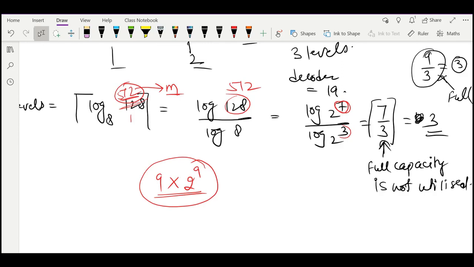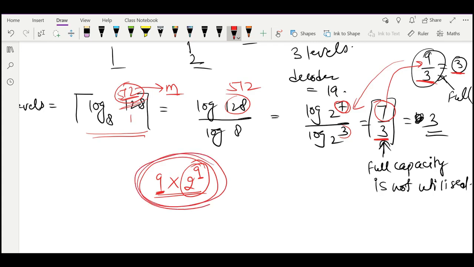So if they ask, what if we use the given decoder with its full capacity, then what is the size of decoder we can implement? You can put the values in this formula, and if you are getting a decimal value, then try to make it an integer by increasing the numerator. If we increase this numerator to 9, then we get 3 as an integer, not as a decimal. And if we trace back this 9, we can see that this is 2 to the power 9. If we have used it to full capacity, this is M, and we can implement this much size of decoder. Okay, this is how we can solve this type of question. Thank you.